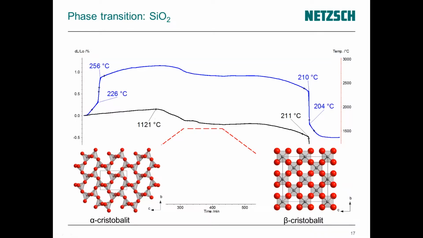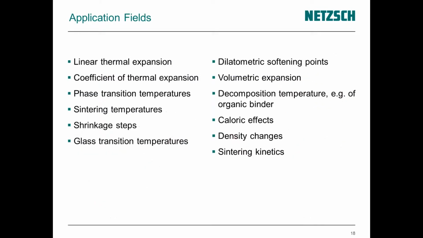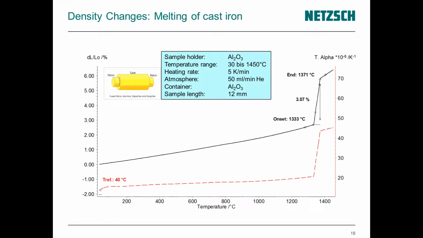So here during this phase here we have the formation of a new phase, and in this case it's cristobalite. And what you see here as the jump in the expansion curve is transformation from alpha cristobalite to beta cristobalite. So far about phase transition temperatures. We go on now with density changes.